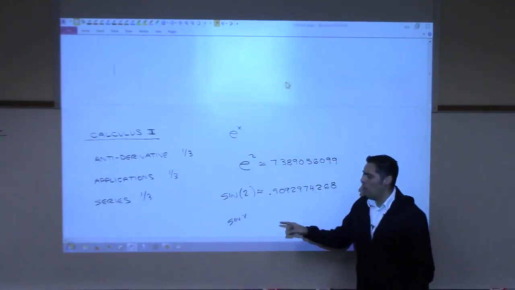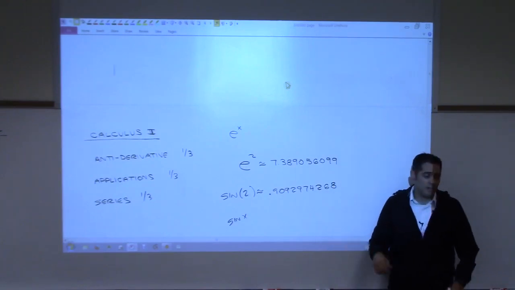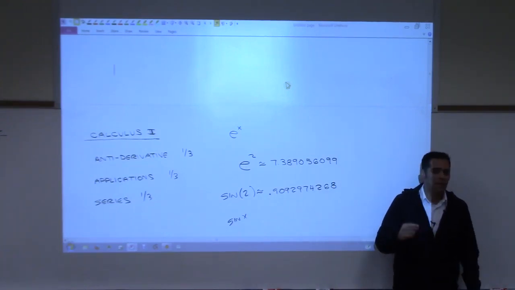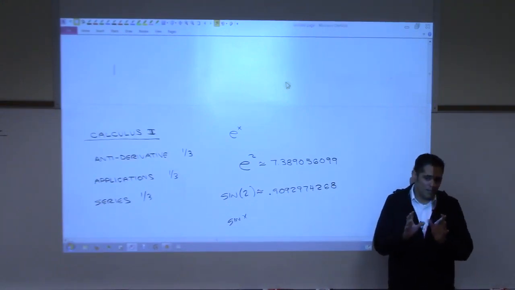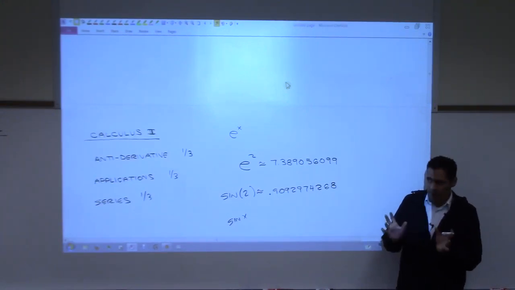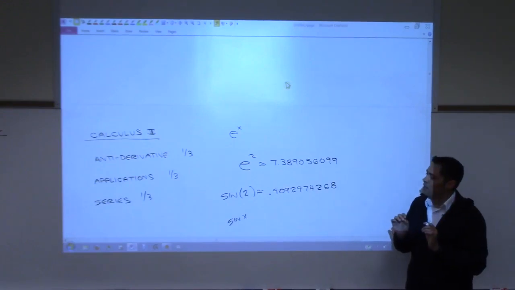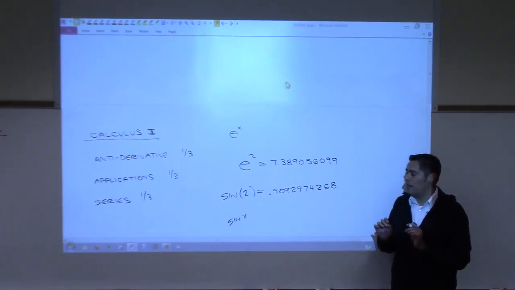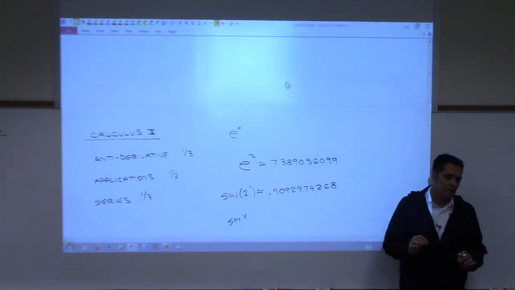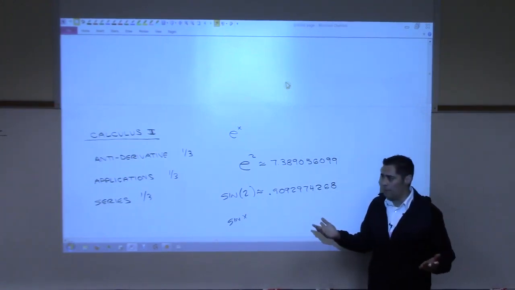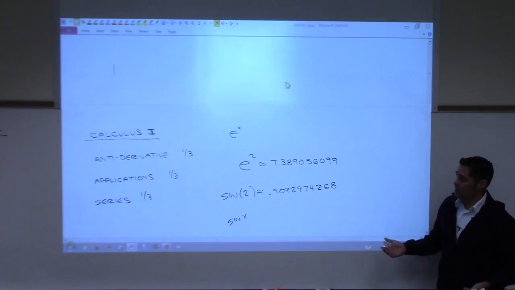And we can approximate e to the x and sine of x and any continuous function as closely as we want to. Because we know an approximation is not exact, right? It's not perfect, but it's close. And the theorem says that we can get it as close as we ever want it to be. And so for many applications, it's good enough.